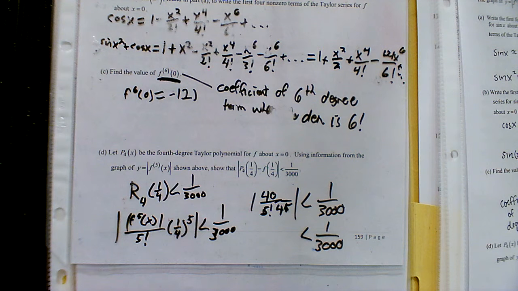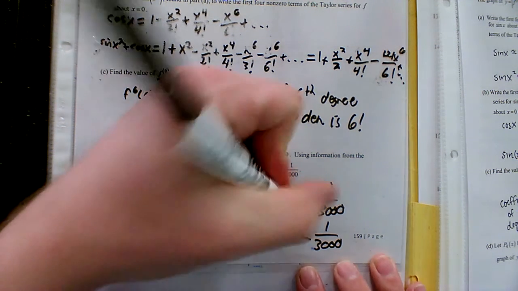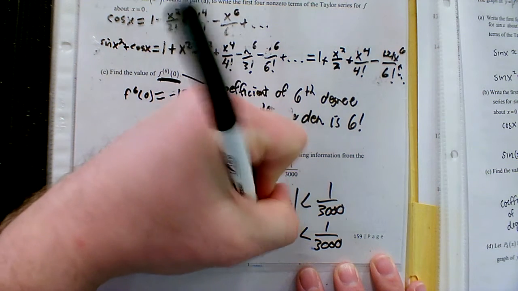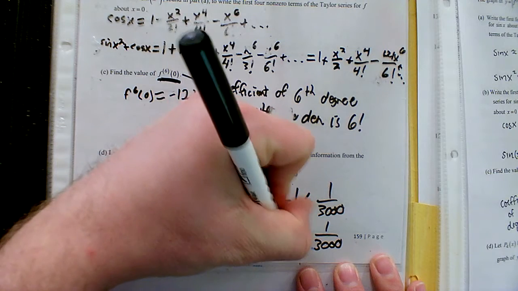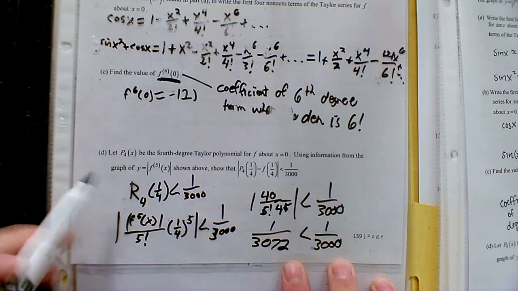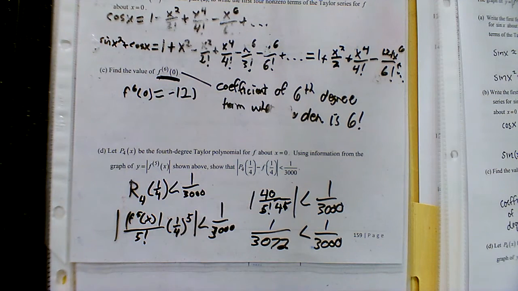Did you find a value? What'd you get, Eric? 0.000032. If you do math enter, will that change that to a fraction? I have a fractional answer. I want to see if we have this. 1 over 3,072. So again, what this question was asking, using that fourth degree Taylor polynomial and Lagrange error bound, they just wanted you to show that the error is truly less than 1 over 3,000.